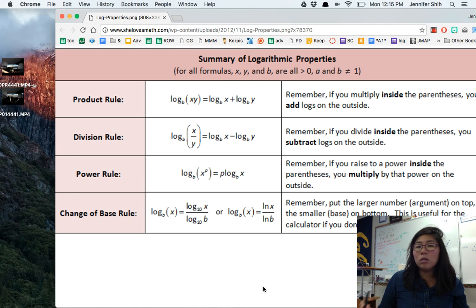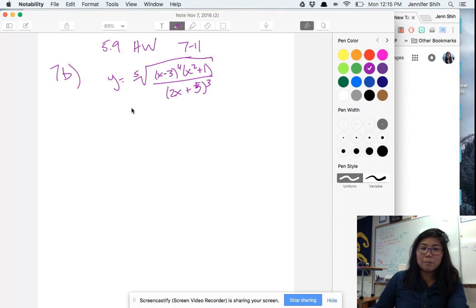I literally just Googled log properties and looked for something that looked familiar. If you did not know change of base, you can stare at this until it makes sense, but this was used because calculators couldn't do different bases, and this is useful for a calculator if you don't have the log base function. Most of you do on your TI-84s, so you don't have to worry about that. But I'm going to be using all 3 of these properties: the product rule, division rule, and power rule. So if you want to pause this to write this down, the next questions may make more sense.